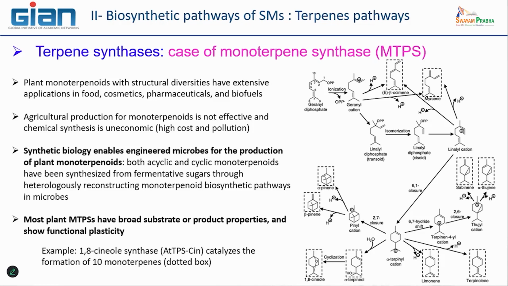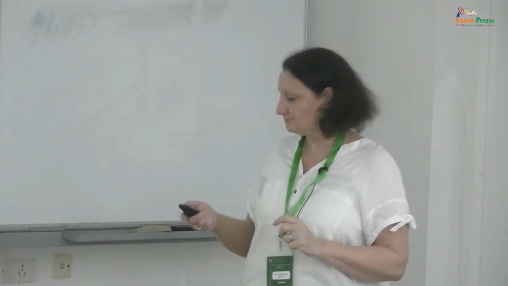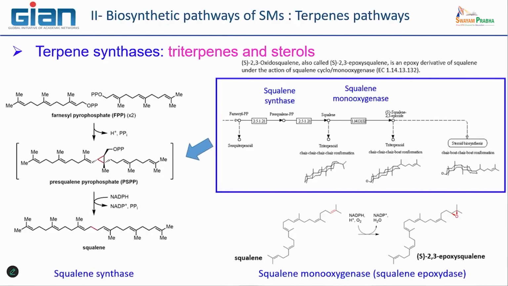From this one they can catalyze production of two monoterpenes, and in this case they can produce 8 other monoterpenes. So just with one monoterpene synthase, we can generate 10 different monoterpenes. This is very interesting for developing this type of strategy, heterologous cell factories, to produce this type of compounds. This is just an example.